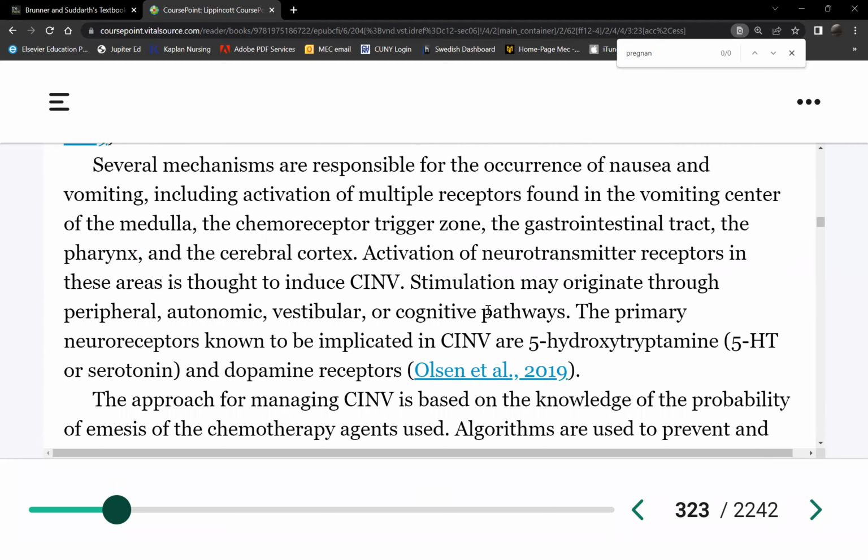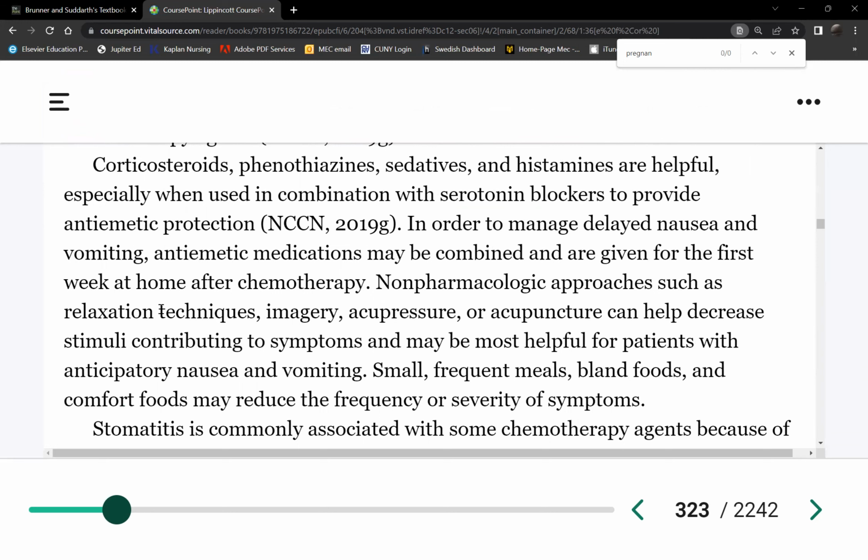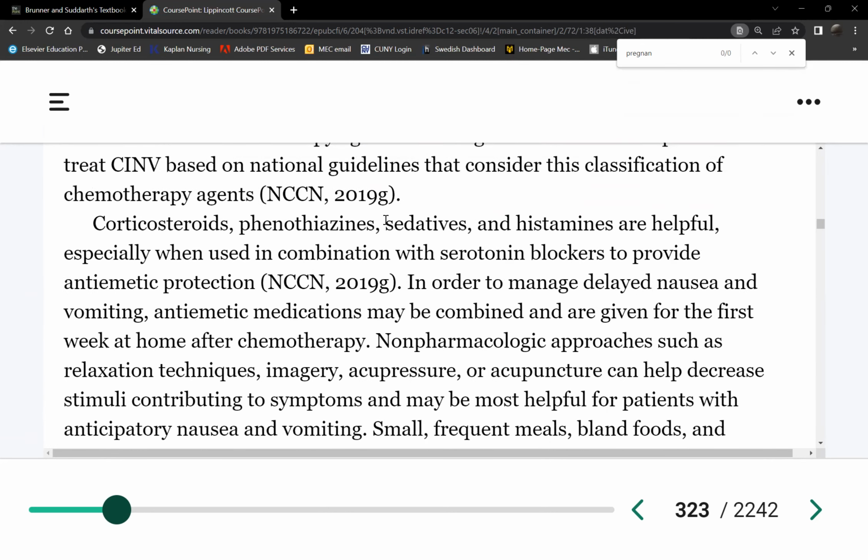Okay, so side effects for chemo, nothing different from radiation. Did we have stomatitis in radiation? We'll have stomatitis here again. Do we have nausea, vomiting? Yeah. Do we have alopecia? Do we have bone marrow suppression? Yes. Same thing. Do we have to learn medication? Yes, we'll get to the medication shortly.